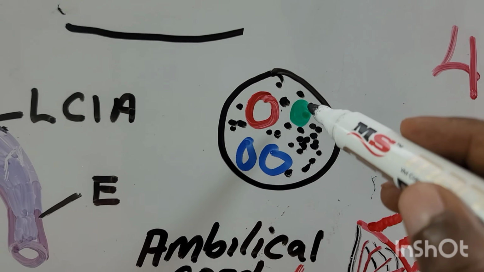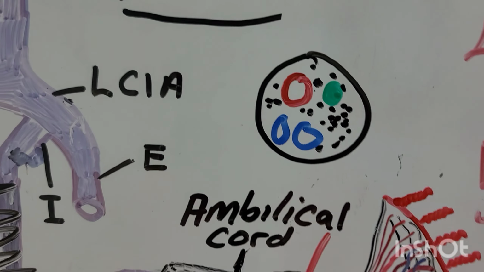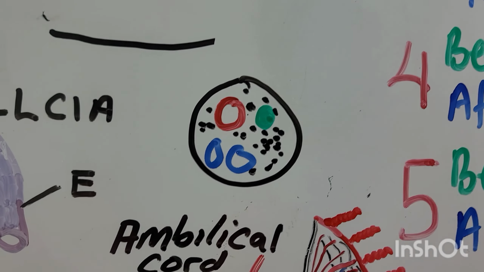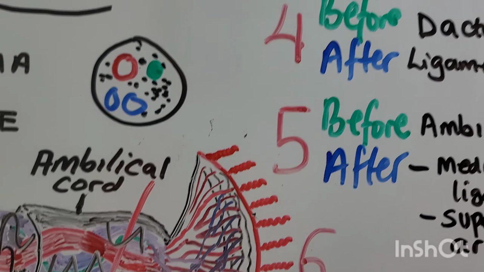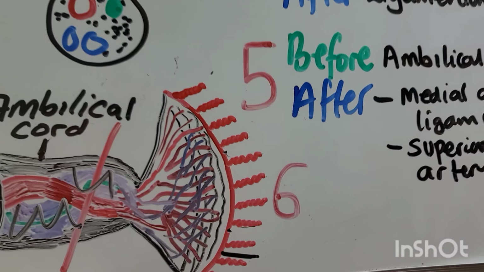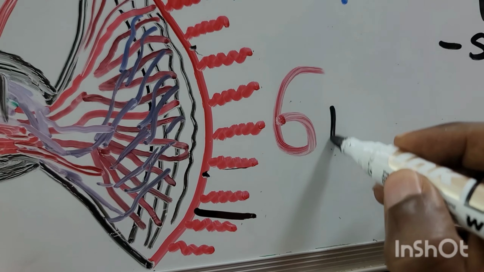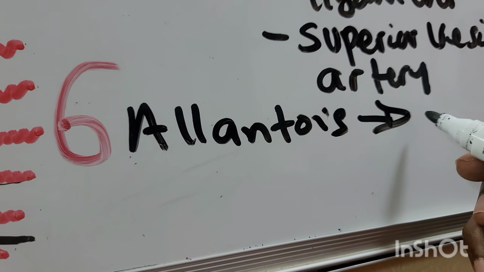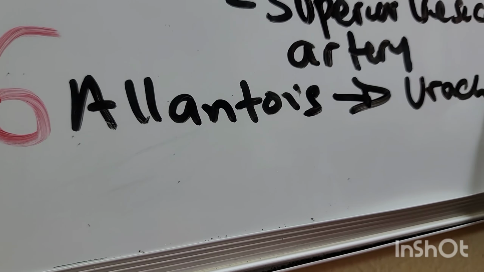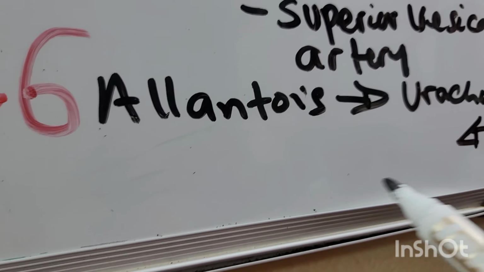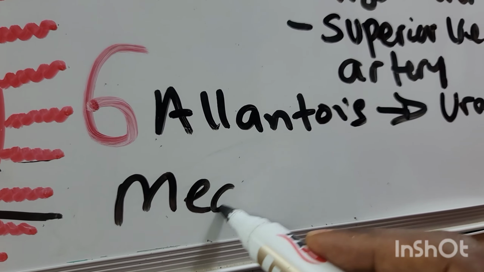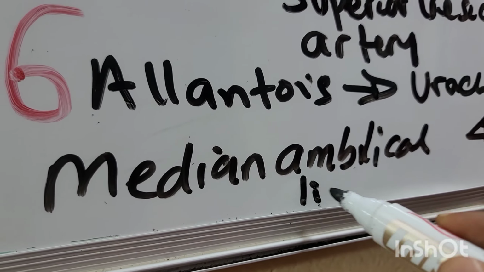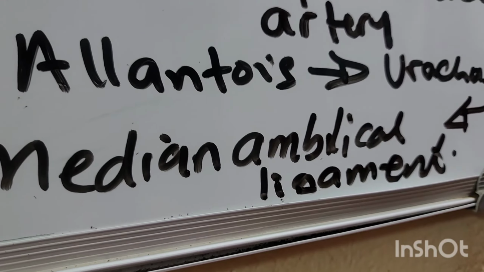Okay, now this structure here, which we are calling the allantois, is going to turn into what we call the urachus. And then finally the urachus will turn into what we call the median umbilical ligament. So we have the allantois, which will turn into the urachus, which will eventually turn into the median umbilical ligament. Okay, median umbilical ligament.